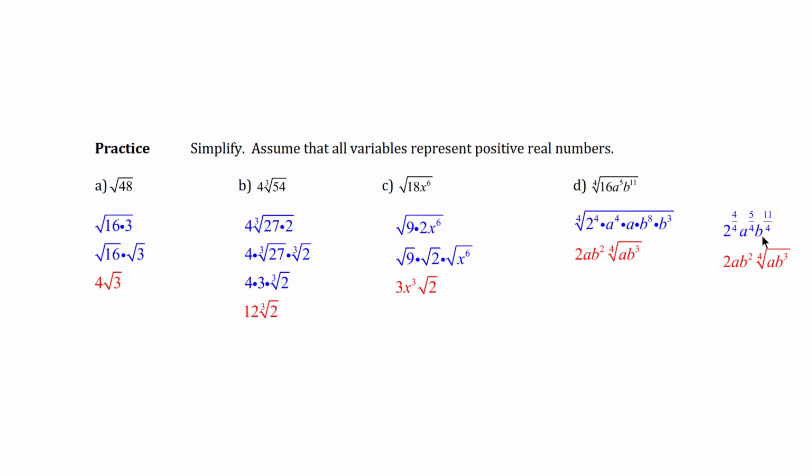For b to the 11 over 4 power, 4 goes evenly into 11 two times, so we get b squared on the outside of the radical, and we have a remainder of 3, which gives us b cubed left over on the inside of the radical. So our final answer is 2ab squared times the fourth root of ab cubed.